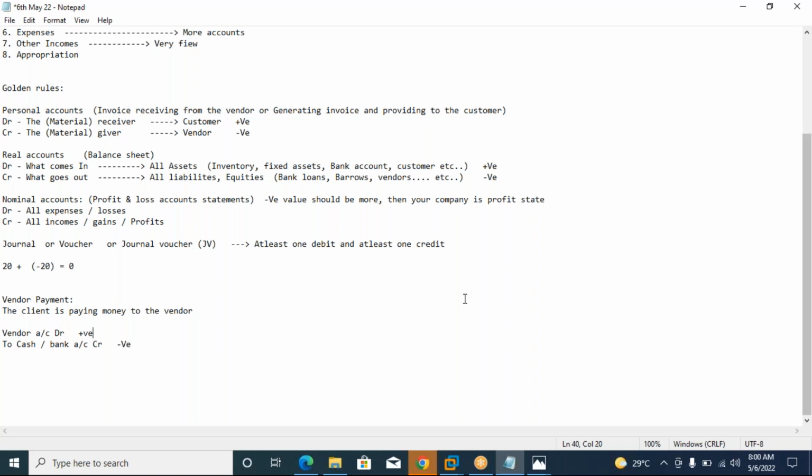Any more questions, team? Anyone? If nothing, then we can wind up the session for today. We'll continue on Monday. On Monday I will discuss one small but important topic, cash discount. After that, we'll discuss check returns: if a check is bounced, how to handle it, for customer checks and vendor checks. We will discuss this in the continuation sessions.